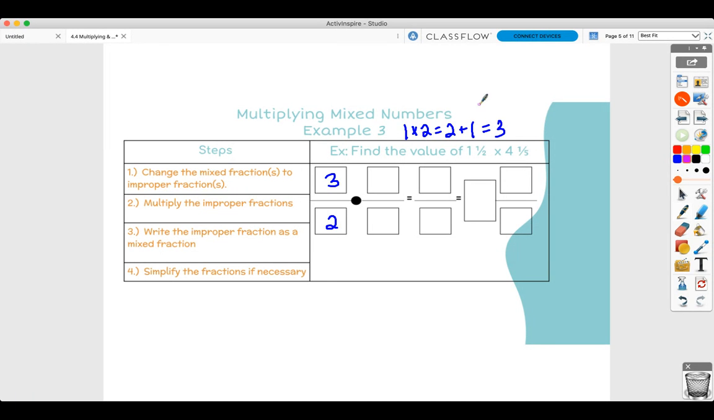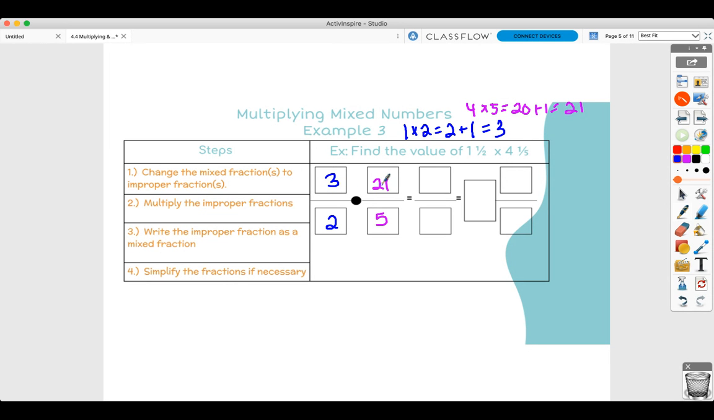4 times 5 is 20, plus 1 is 21. So it's going to be 21 over 5. Now let's check to see if you can simplify here. 2 and 21 don't have a common factor, and 3 and 5 don't have a common factor. So this is where we just multiply across.